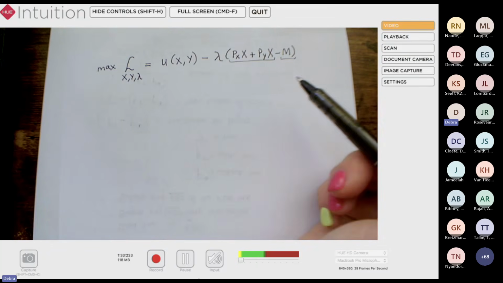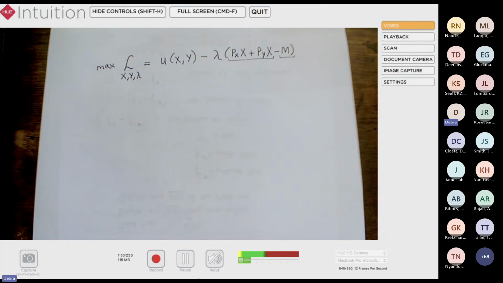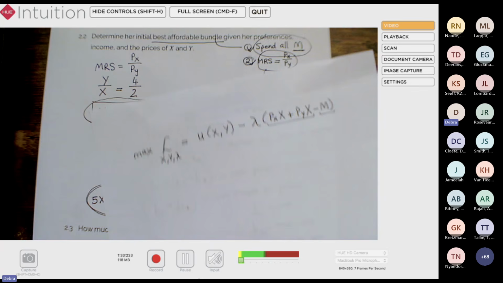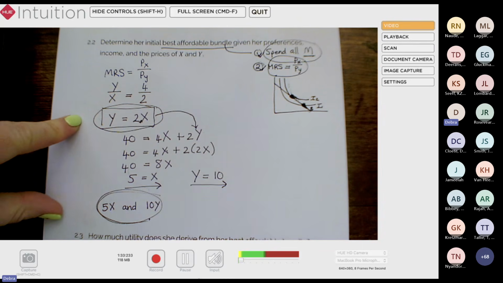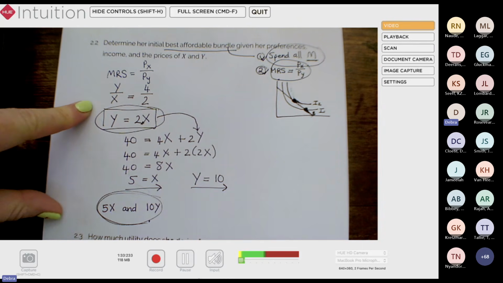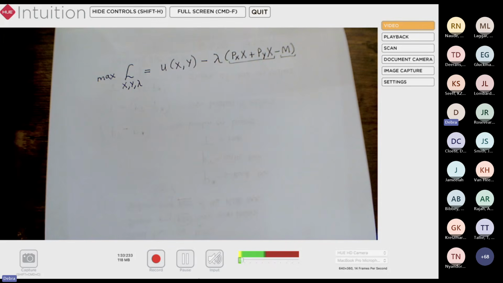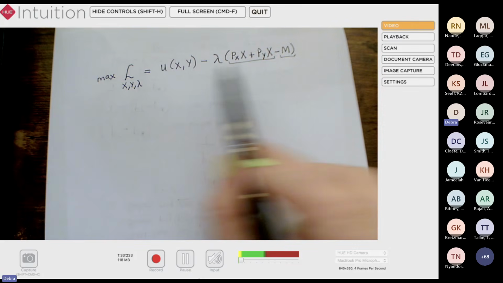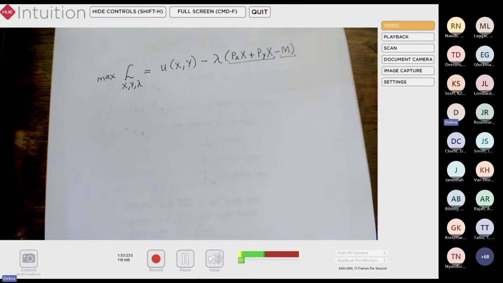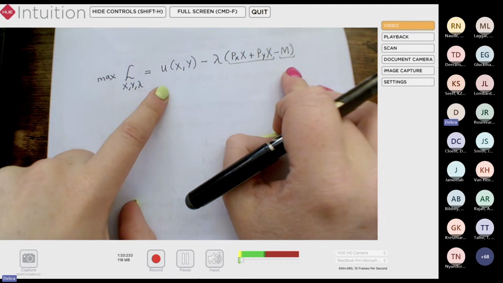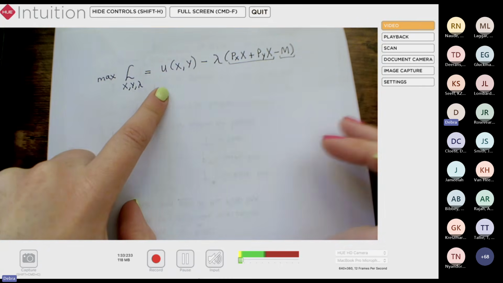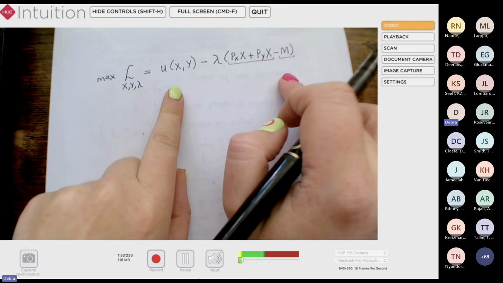Okay. The question in the chat asked, do we have to use a Lagrangian? No, because as I'm going to show you now, this is where the Lagrangian leads us. So you can start here. But if in the test I ask you to show me the Lagrangian for a particular problem, you're going to have to show me this. So that's why I just wanted to make sure that you understood how the Lagrangian is set up.